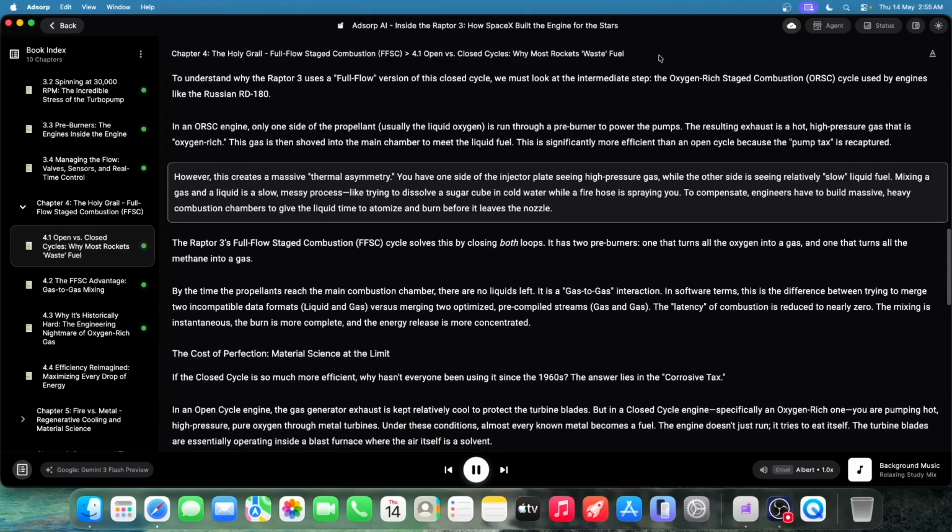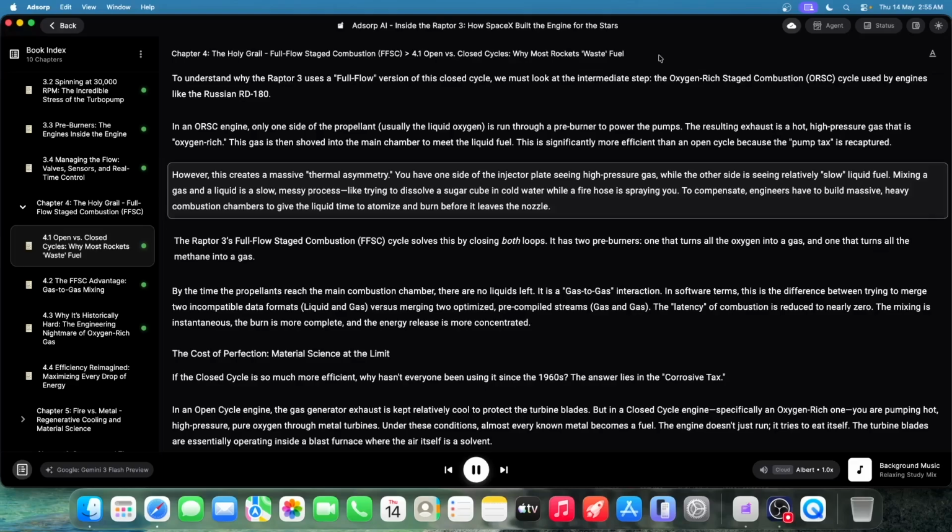However, this creates a massive thermal asymmetry. You have one side of the injector plate seeing high-pressure gas, while the other side is seeing relatively slow liquid fuel. Mixing a gas and a liquid is a slow, messy process, like trying to dissolve a sugar cube in cold water while a fire hose is spraying you. To compensate, engineers have to build massive, heavy combustion chambers to give the liquid time to atomize and burn before it leaves the nozzle.